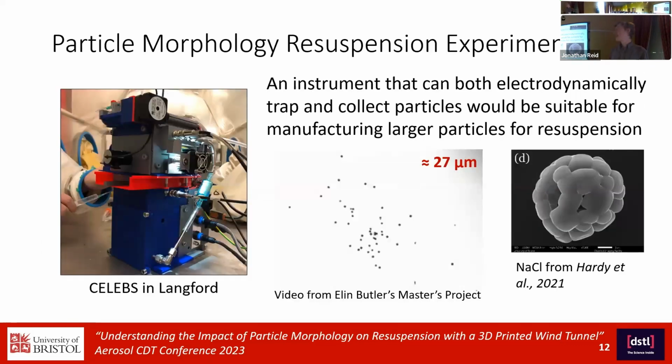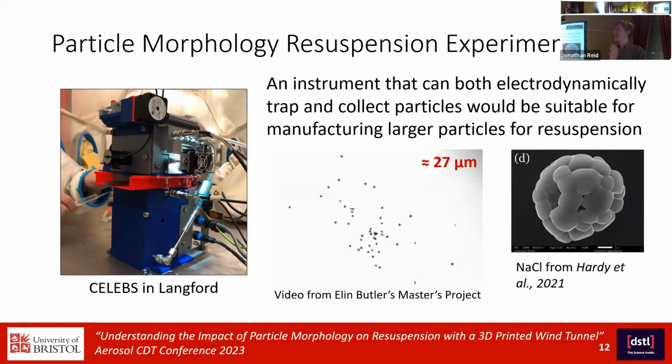So the next main step is to introduce this morphology into the experiment. One of the things we need to do is build a trap. So Rob talked before about the SLABS in Langford. So something like the SLABS, where you can trap a particle and then at some point deposit it.